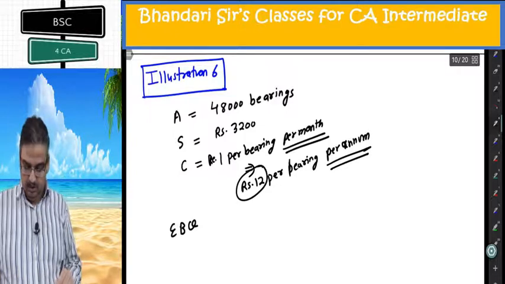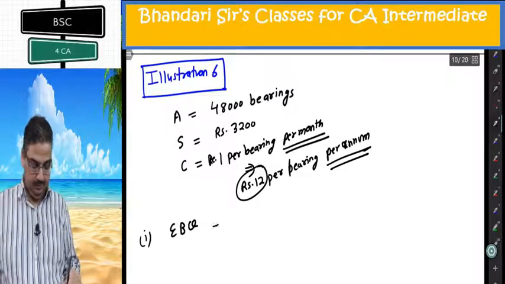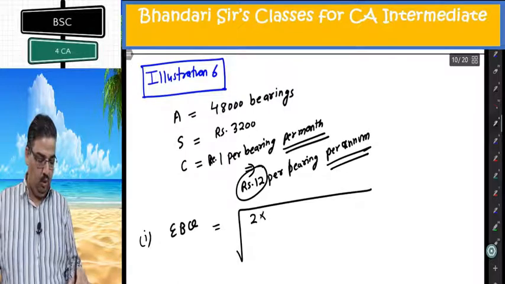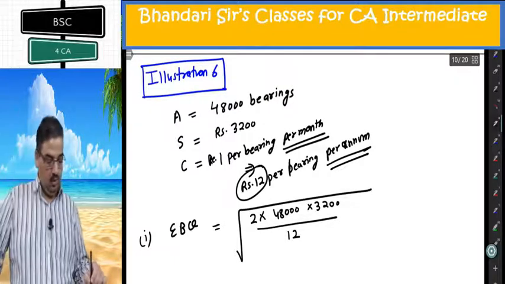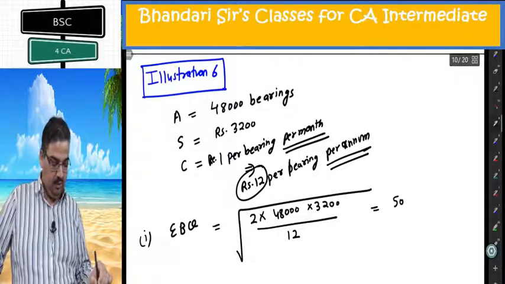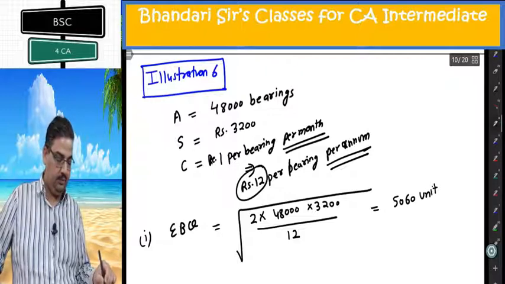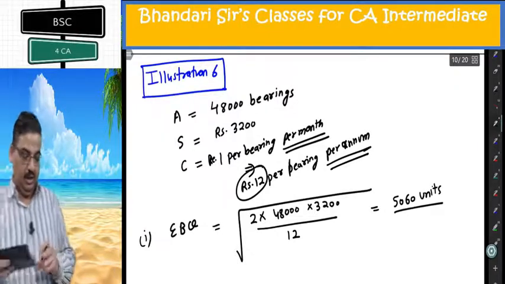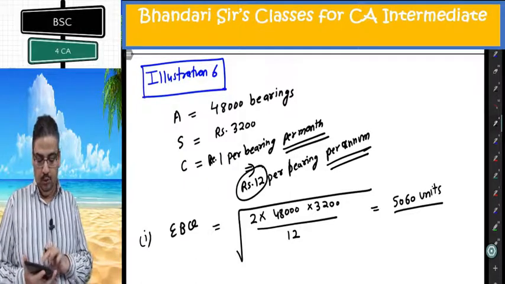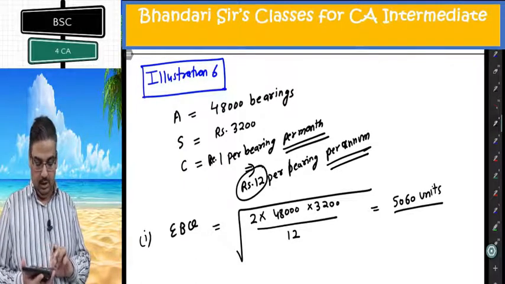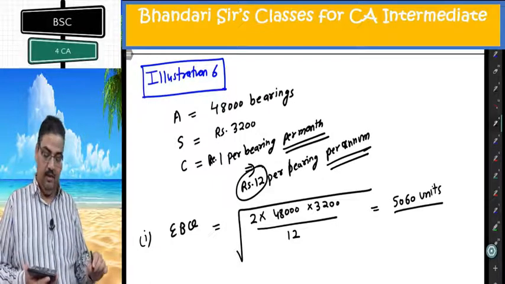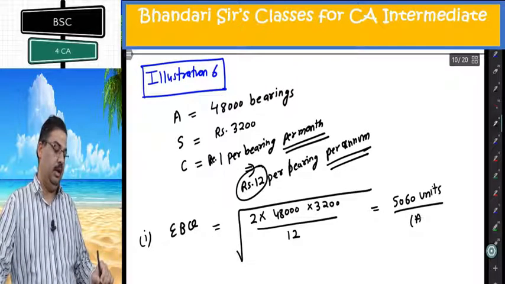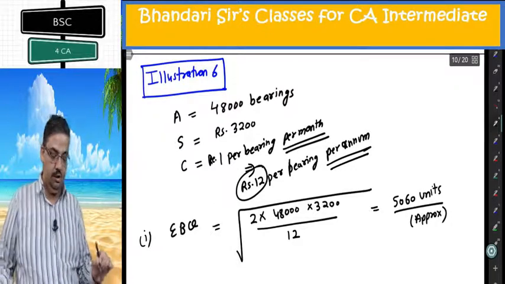EBQ required in first part: under root of 2 into 48,000 into 3,200 divided by 12. Once you calculate, you will get 5060 units. Let me still check. 2 into 48,000 into 3,200 divided by 12 equal to under root. It is 5059.64, which is approximately 5060 units.